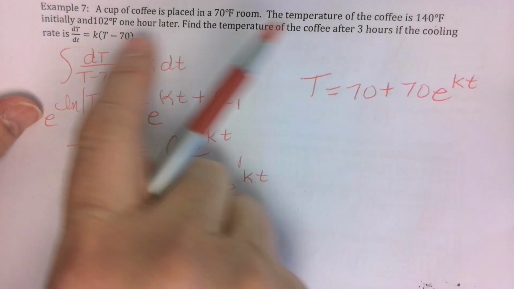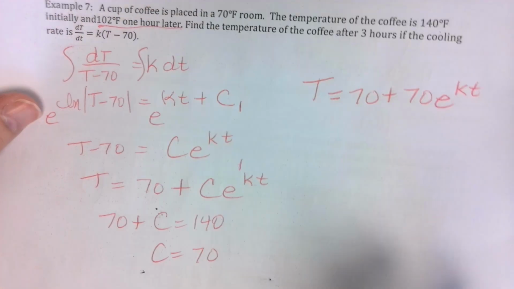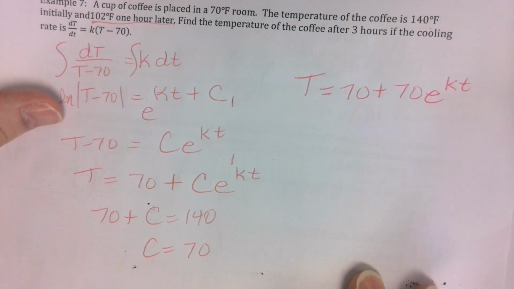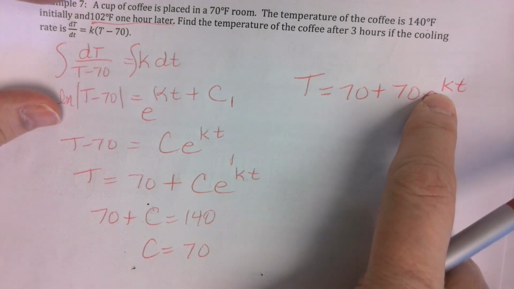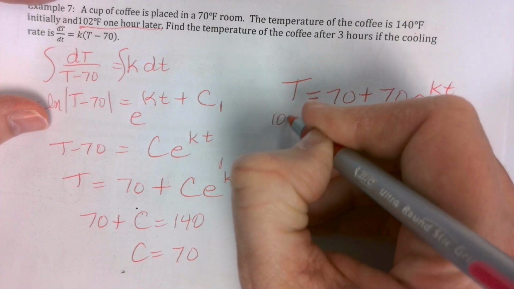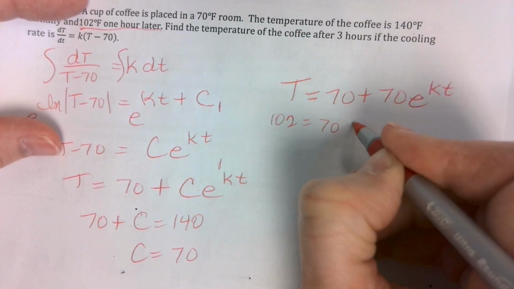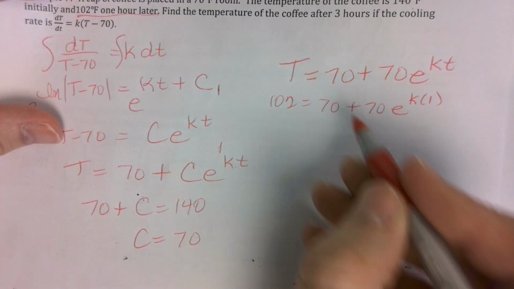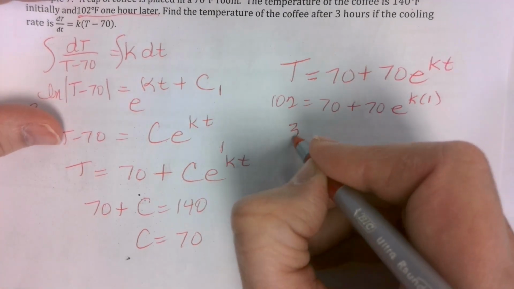Oh, 1 hour later, it's 102. So now we can actually find our what? Our k, right? The rate. So 102 equals 70 plus 70 e to the k times 1. Subtract our 70, is that 32?